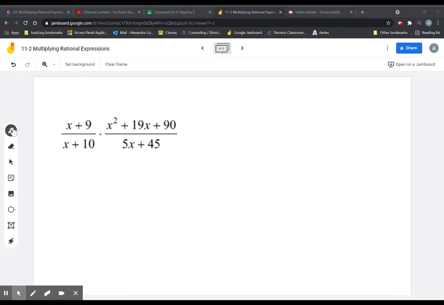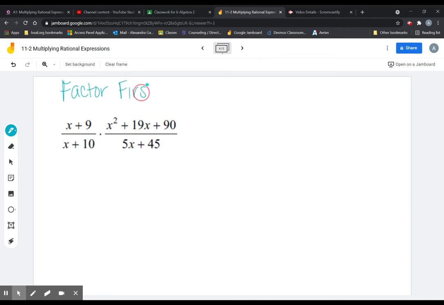Okay, so this is part 2 of multiplying rational expressions. Once it starts looking this busy, definitely want to make sure we are factoring first. So factoring's not going away. I'm going to look at my terms here and decide, okay, what am I going to be factoring? So x plus 9, it's just x plus 9, so I don't have to do anything with that. X plus 10, I'll just put that in parentheses. I know it's already locked in, I don't have to factor that.